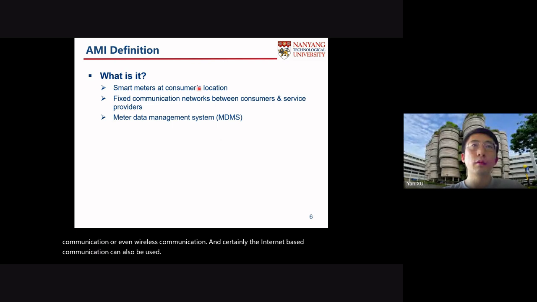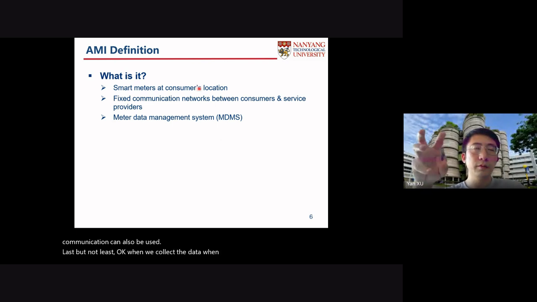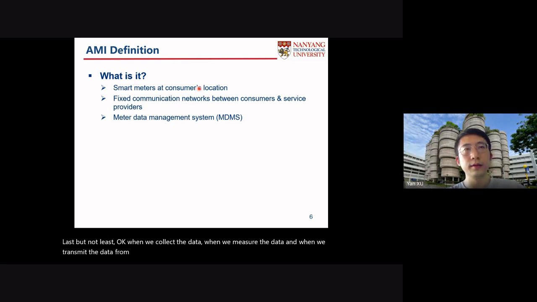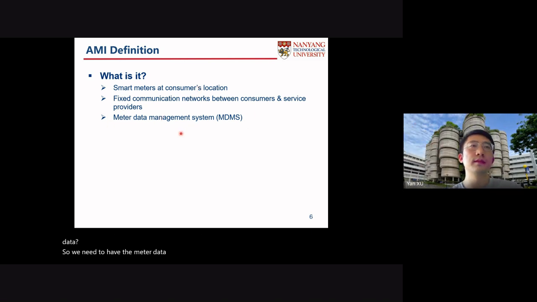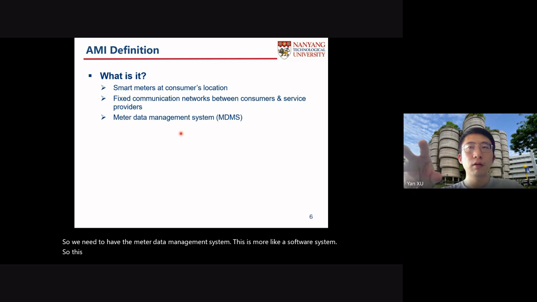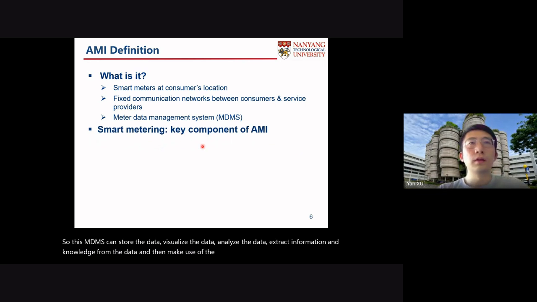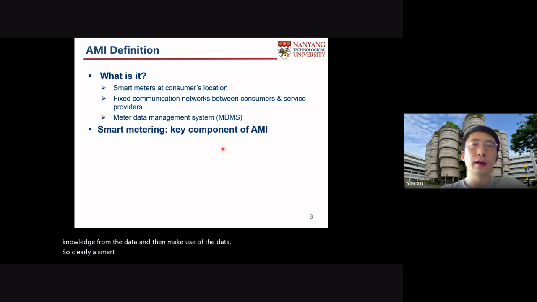Last but not least, when we collect the data, when we measure the data, and when we transmit the data from the smart meter to the service provider, how can we analyze this data? So we need to have the meter data management system. This is more like a software system. So this MDMS can store the data, visualize the data, analyze the data, extract information or knowledge from the data, and then make use of the data. So clearly, smart metering is a key component of the AMI. After this section, I will introduce more details about the smart meter.